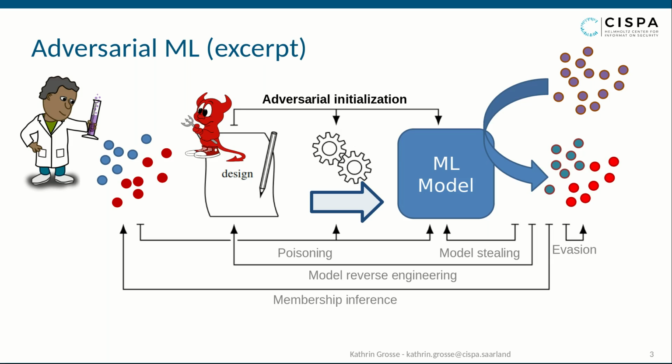If you look at most attacks, I'm showing you here a subset, these attacks all start with either the test or the training data. And then the idea is to manipulate the data and by that affect the model in a negative way. Adversarial initialization, however, is different in that the attacker targets the design phase.